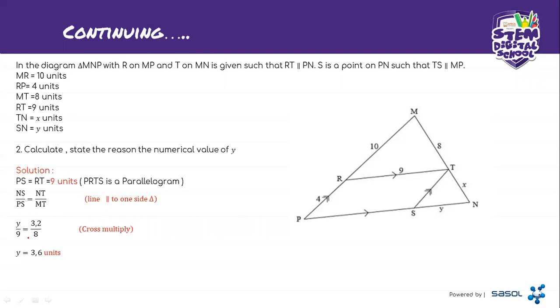when you say 9 multiplied by what? 9 multiplied by 3,2, it gives us 28,8. Then you divide with 8, then it's going to give us what? It's going to give us 36. I'm not 36 per se, but 3,6 units, right? 3,6 units. So that's we determine that value of Y. So that was that.